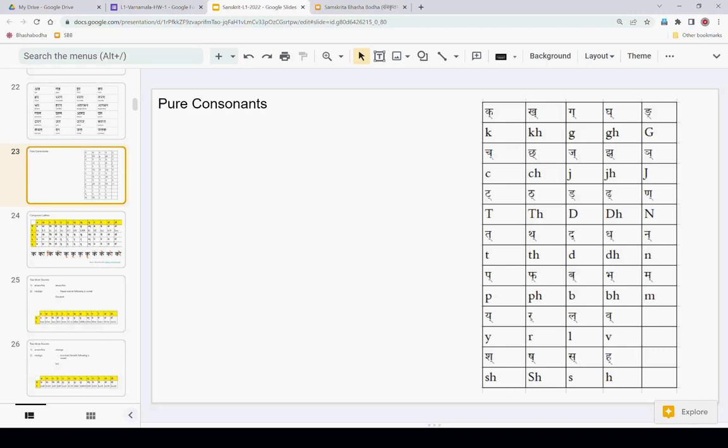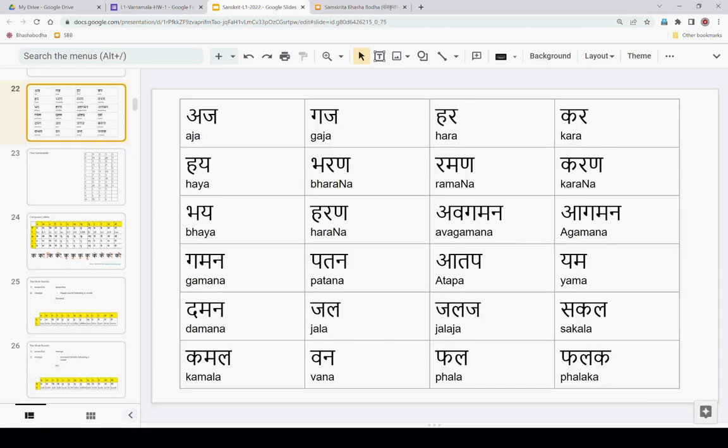May I ask a question, Mahodaya? Yes, please. This phala and phalaka, it's just one letter extra, but the meaning is completely different, right? Right. Phala here is a fruit, but it has other meanings also. There are multiple meanings for phala. Okay.